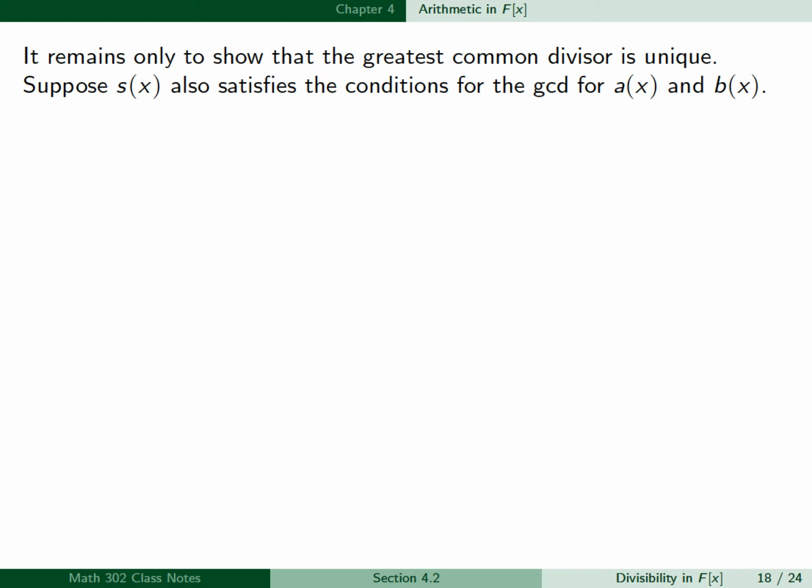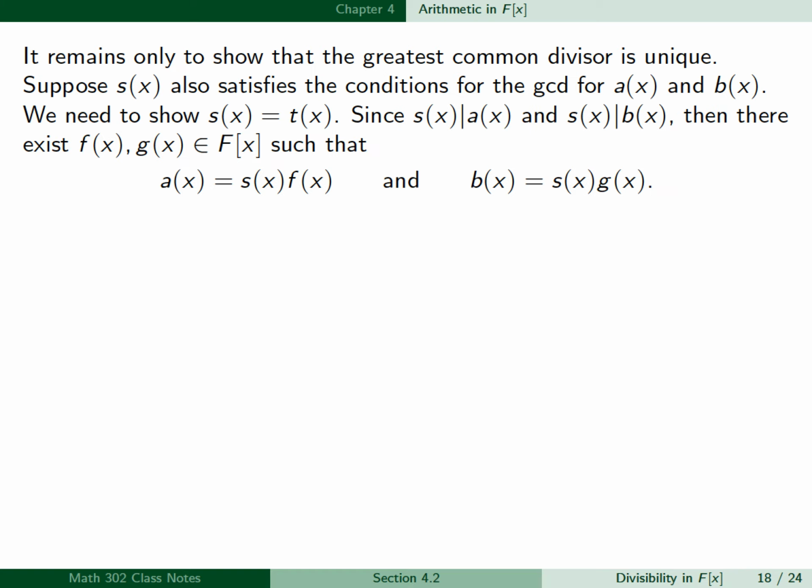So suppose s(x) also satisfies the conditions for the GCD for a(x) and b(x). We need to show s(x) equals t(x). So since s(x) is a common divisor of a(x) and b(x), then there exist polynomials f(x) and g(x) such that a(x) equals s(x)f(x) and b(x) equals s(x)g(x).